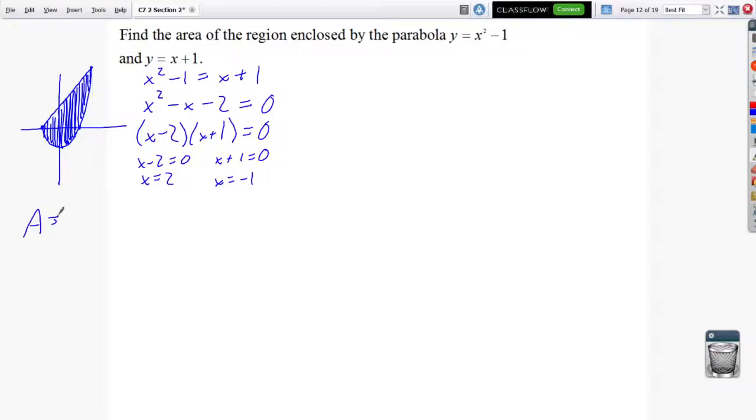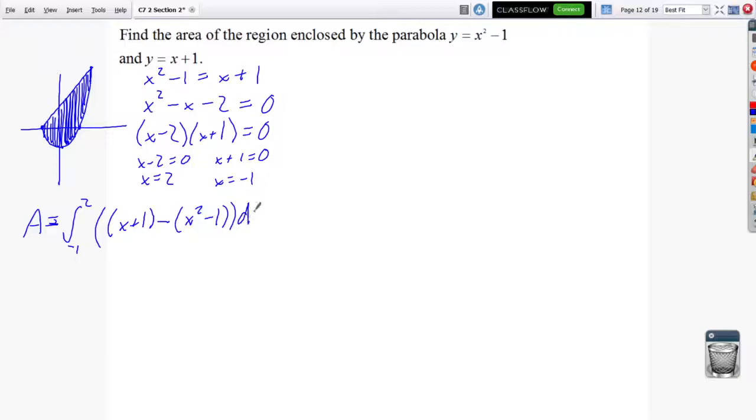Now we can say that our area is going to be equal to the integral from the low to the high. Since everything is going to be in terms of x's, we are using our x coordinates for our lower and upper limit. And again, we're going to stretch from small, negative 1, to big, 2. And we want to do dominant minus non-dominant. Again, the dominant is the linear function, x plus 1, minus the non-dominant, which is the quadratic x squared minus 1.